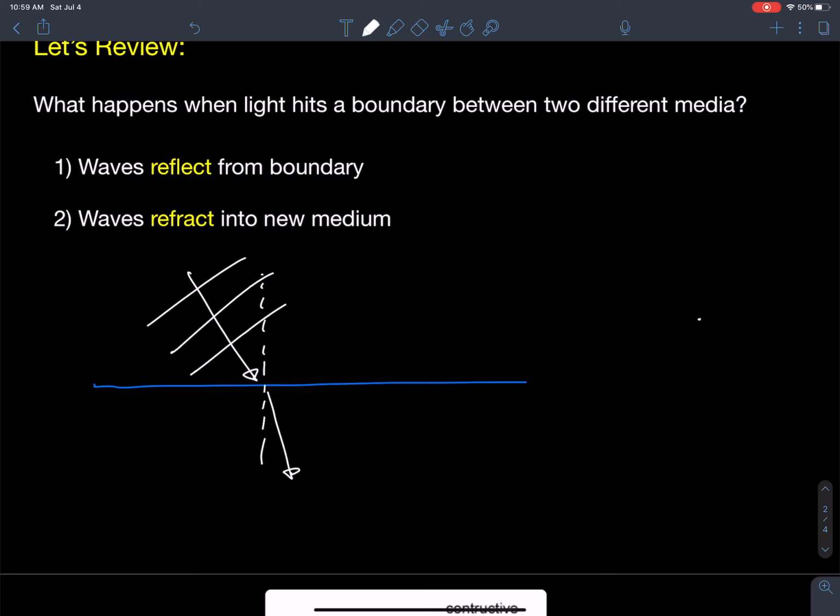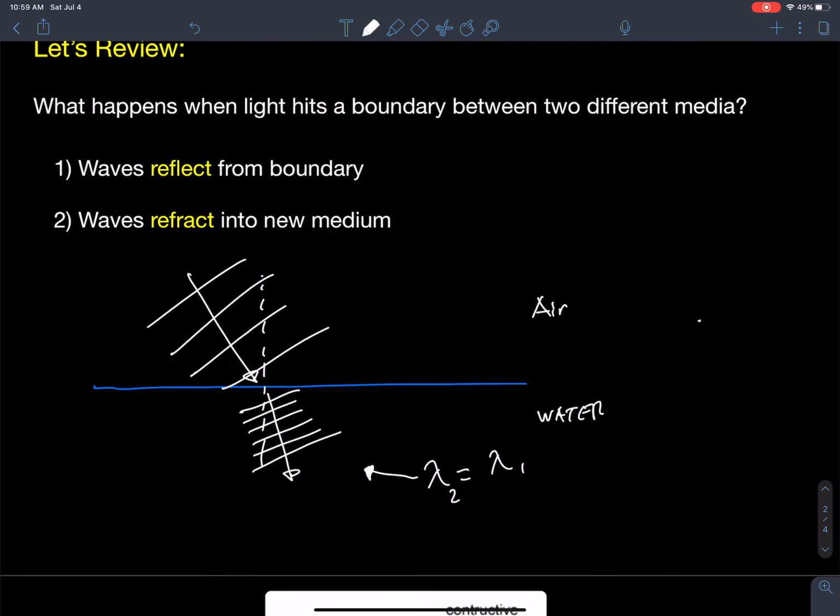But not only does it change its direction, if I drew the wave fronts, what do you guys remember? What would happen to the spacing of those wave fronts if we went from air to water? Hopefully you remember that the wave fronts would get closer together. The frequency stays the same, but the wavelength would shorten. And the wavelength in that medium, which I'm going to call medium 2, with this being 2 and that being 1, is the wavelength in medium 1 divided by my refractive index.